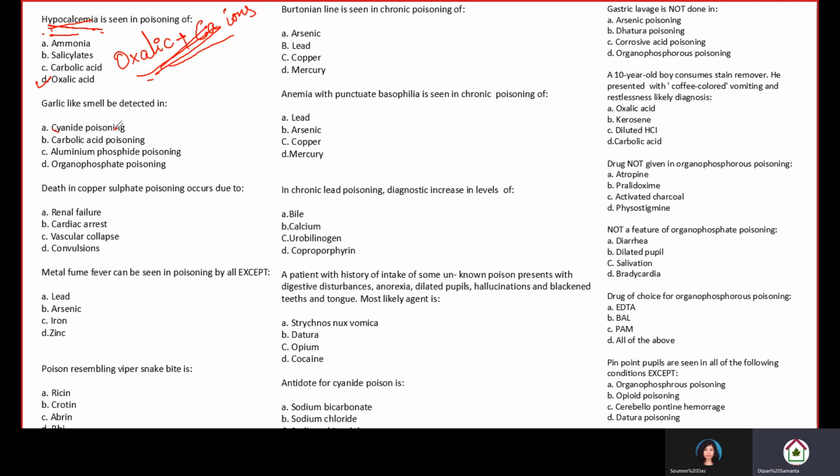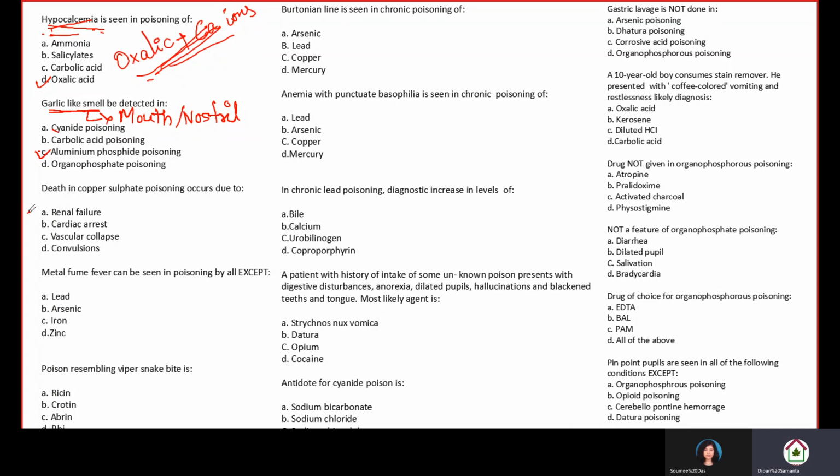Okay. Next, a garlic-like smell can be detected in cyanide poisoning, carbolic acid poisoning, aluminium phosphide poisoning, or organophosphate poisoning. And the answer will be aluminium phosphide poisoning. Garlic-like odor is present at the mouth and nostrils and in the gastric contents in case of aluminium phosphide poisoning only.